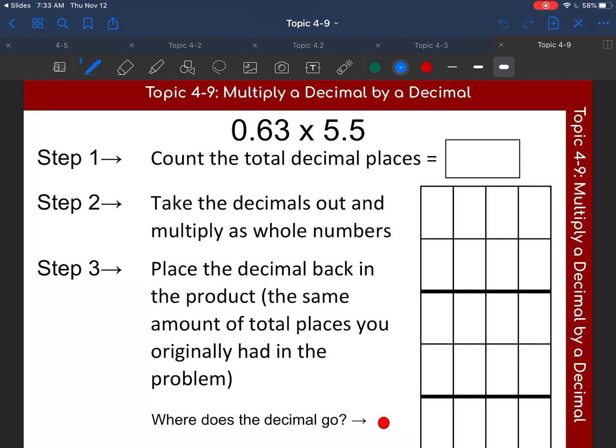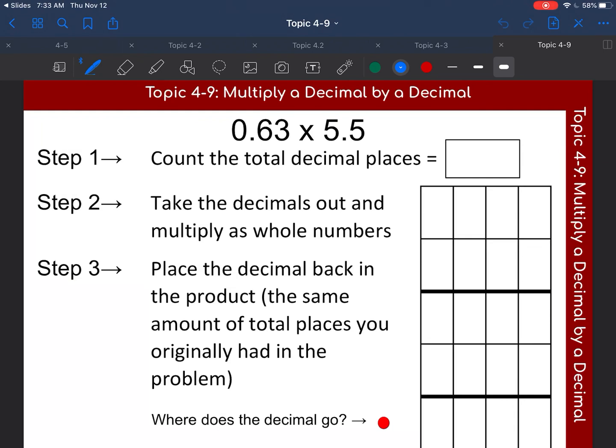We're going to be skipping a little ahead in our topic again, and we're going to be going over topic 4.9. So in your virtual interactive notebook, you're going to go all the way to the bottom of the slides to get to topic 4.9. We're going to talk about topic 4.8 and 4.7 next week. We started modeling multiplying a decimal by a decimal. Now we are going to just learn the standard algorithm for multiplying a decimal by a decimal. Next week, we are going to talk about different ways we can multiply decimals. But today we're just going to talk about the standard algorithm.